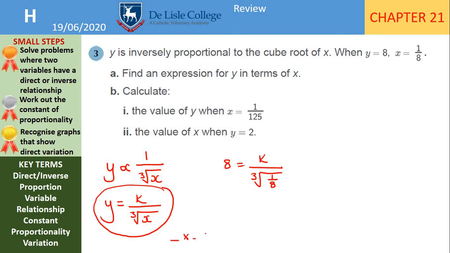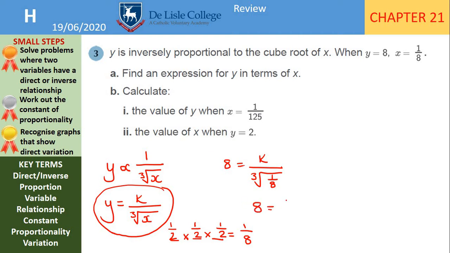So what do I multiply by itself 3 times to give me 1/8? If you think about multiplying fractions, because we want a 1 on the top, we're going to have a 1 on the top of each of these, and then hopefully you're going to use 2, because 2 times 2 times 2 gives me 8. So the cube root of 1/8 is actually a half. You could have worked this out in your calculator.